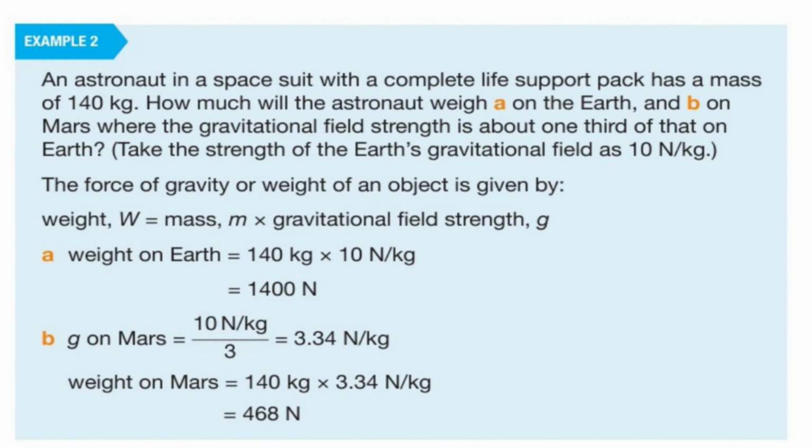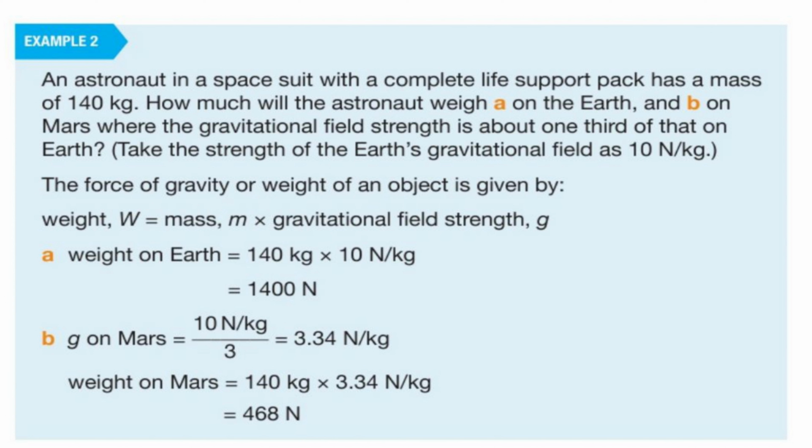Let's look at an example where we will work out the weight of an astronaut on Earth and also on Mars. An astronaut in a spacesuit with a complete life support pack has a mass of 140 kg. How much will the astronaut weigh on Earth and on Mars, where the gravitational field strength is about 1/3 of that on Earth?